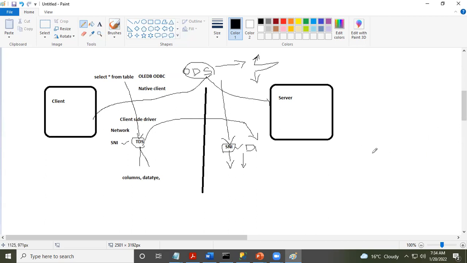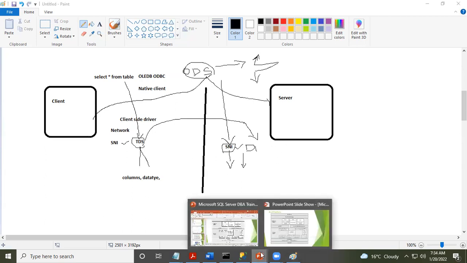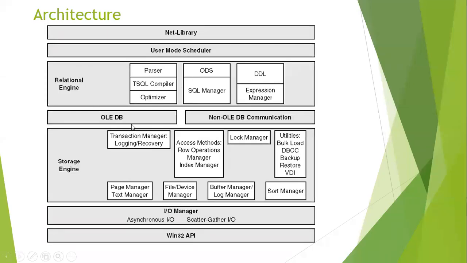I will explain the further process. For now, just understand that this is an SNA packet that we send, and we unwrap these TDS packets. This is the main relational engine, and this is the communicator. OLEDB is a communicator between the relational engine and the storage engine. OLEDB is a provider, a driver, that is used to communicate between the relational engine and the storage engine.